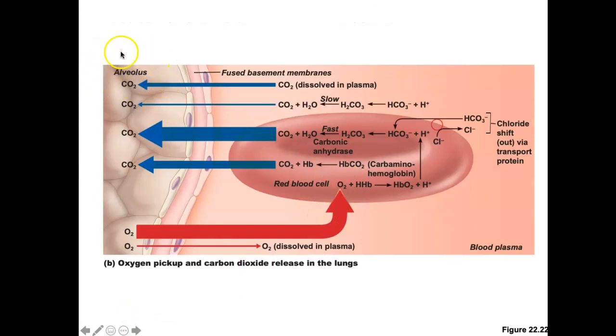So in the other slide I talked about, we move on to the alveolus, right? The other image was coming off of tissue. Now when we get to the alveoli, what do we want to do? We want to take in oxygen and we want to get rid of that carbon dioxide. And basically this equation just runs backwards.